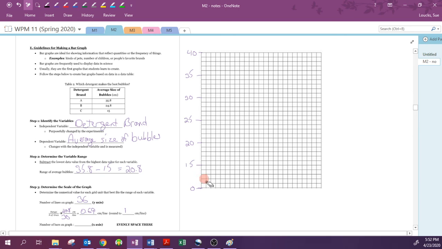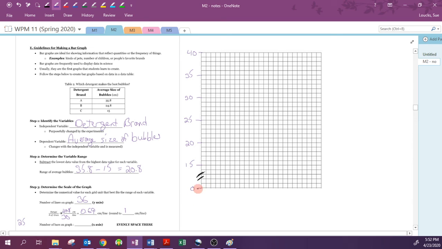I'm just going to erase these lines and make them a little bit more obvious. I'm going to put these slashes here to say that there's a break in the scale there. Then I need to figure out what size my bars along the bottom are going to be. Again, I know that I have 25 spaces across the bottom, and my bars are going to take up some spaces.